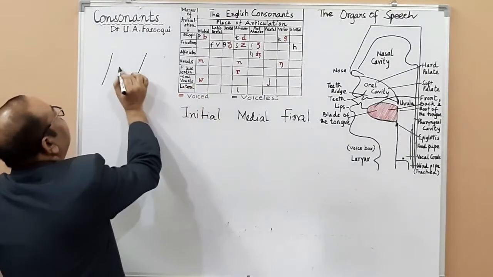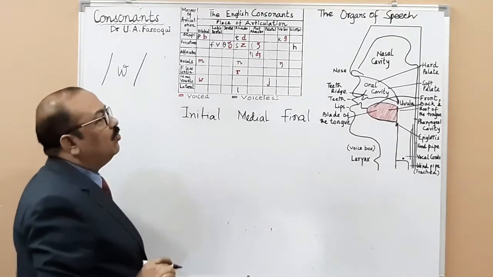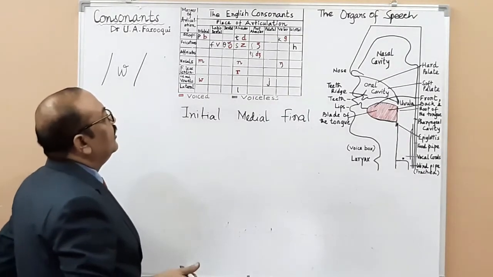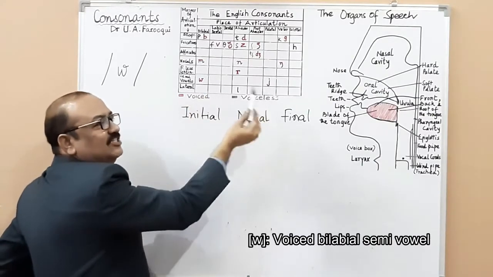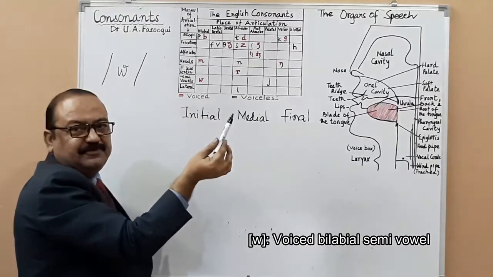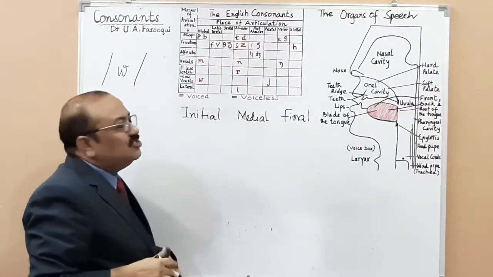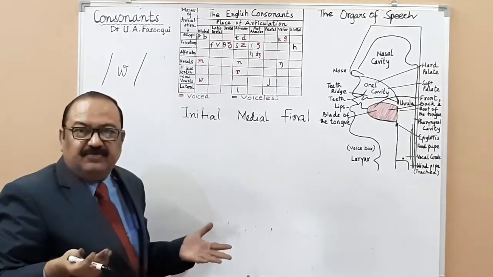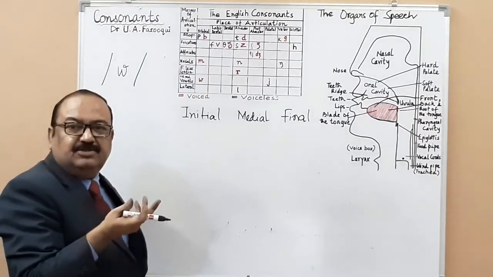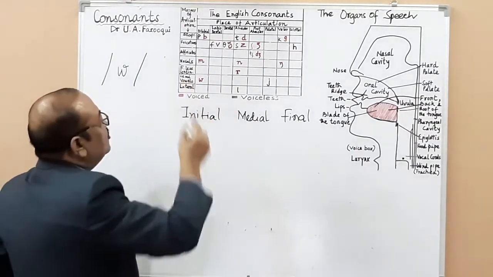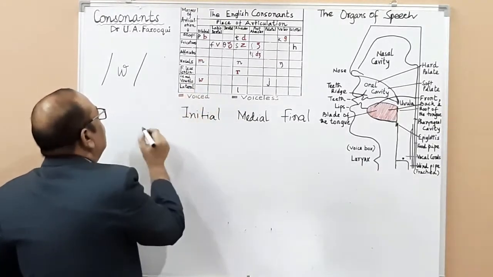Let's take wo. Wo, this is rounded. This is pronounced with rounded lips, and this is pronounced with spread lips. And as far as pronunciation is concerned, there is no obstruction, as you have in vowels. You have free release of breath through your mouth. Same with them as well. Let's begin with wo.